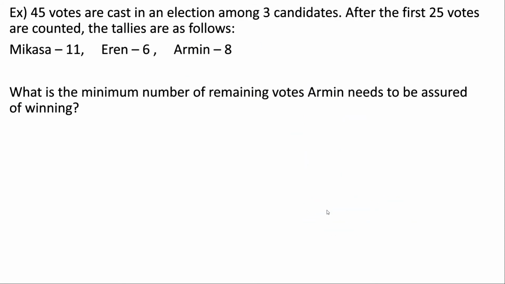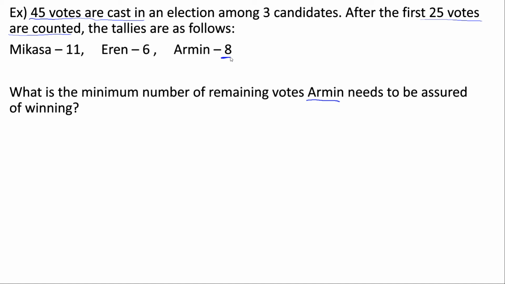Now let's look at another example. So let's say we have 45 votes cast in an election among 3 candidates. We've counted up 25 votes. We have tallies for our 3 candidates, and now they're asking us, what's the minimum number of remaining votes Armin needs to be assured of winning? So what I'd suggest you do here is pause the video, take a couple minutes to try and solve it yourself, and then keep watching, and you'll be able to see if you solve this correctly or not.